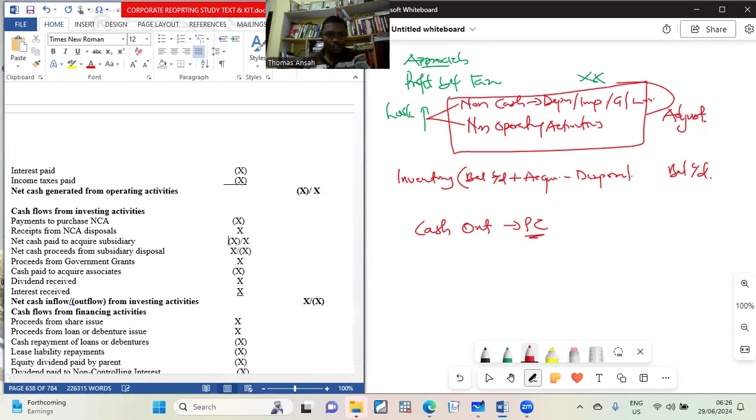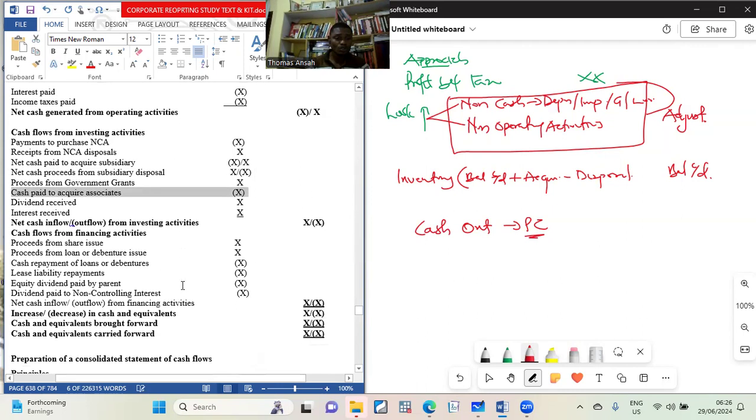So be very, very careful when dealing with such scenarios. All right. Then proceeds from any government grant. Okay. So any government grant that you collect. All right. The cash paid to acquire an associate. That one is a cash pay. Associate is not a consolidated person. It's an outside person. Then interest paid and interest received.